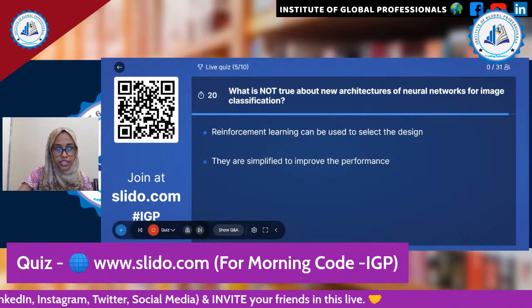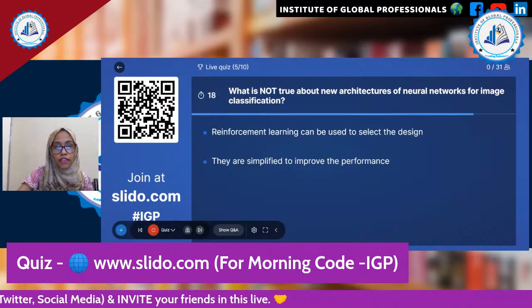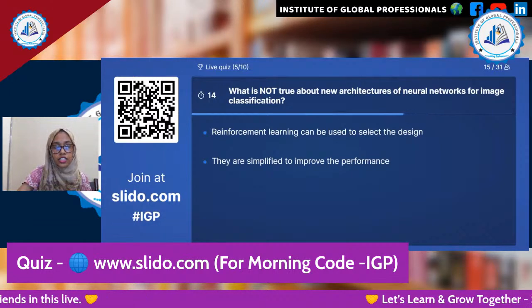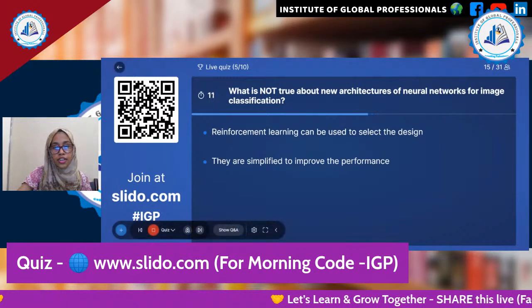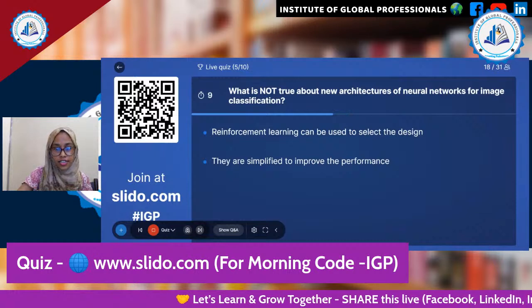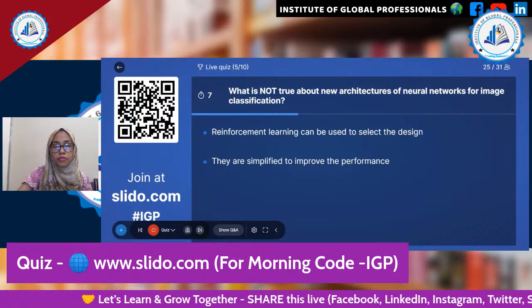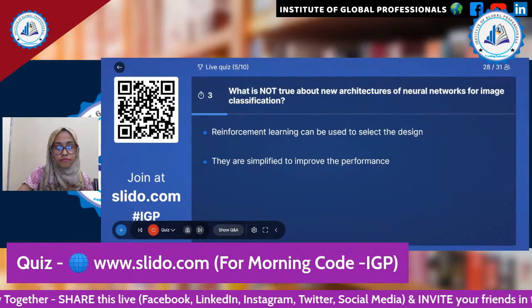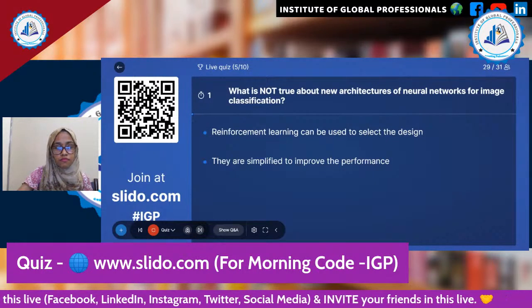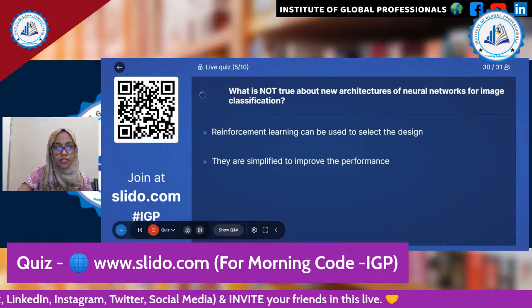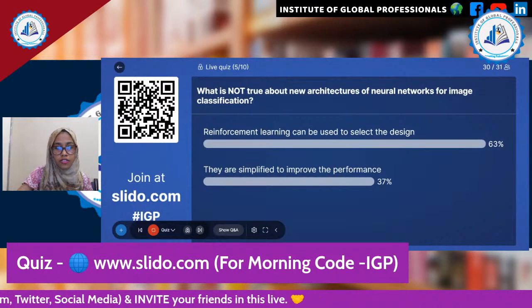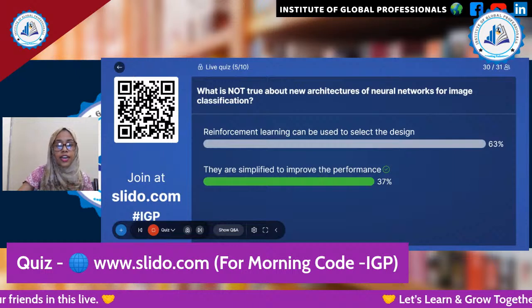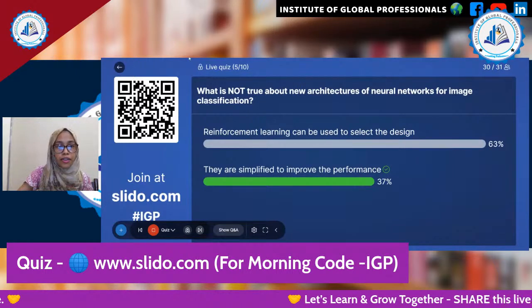Fifth question. What is not true about new architectures of neural networks for image classification? First option, reinforcement learning can be used to select the design. Second option, they are simplified to improve the performance. And the correct answer is option 2, they are simplified to improve the performance.